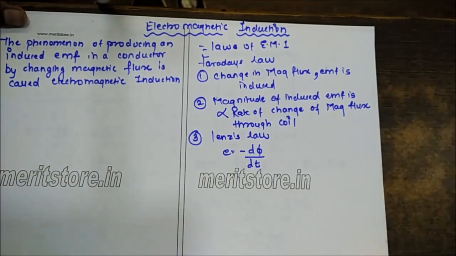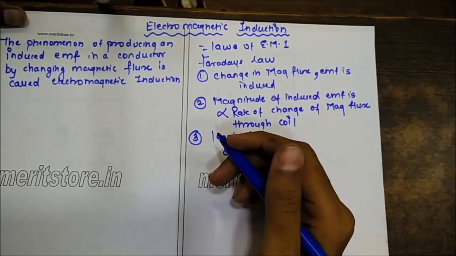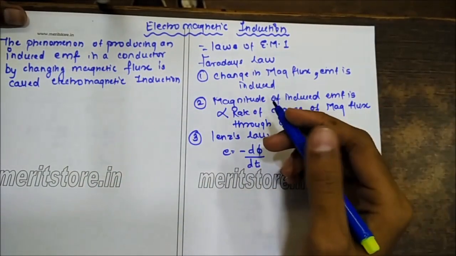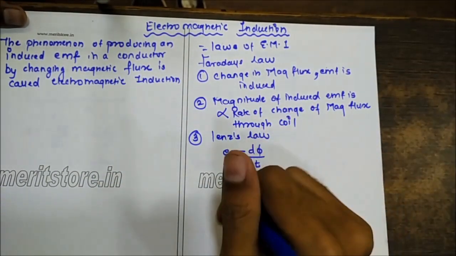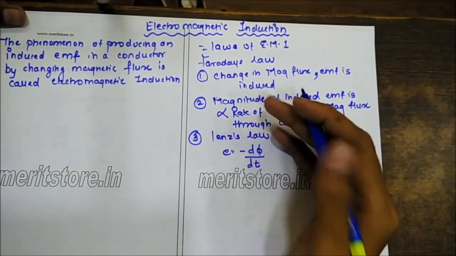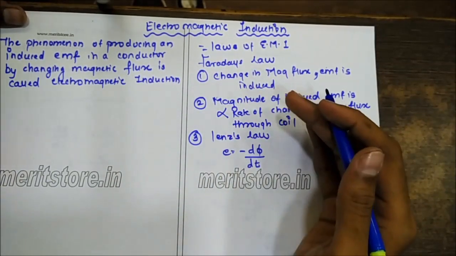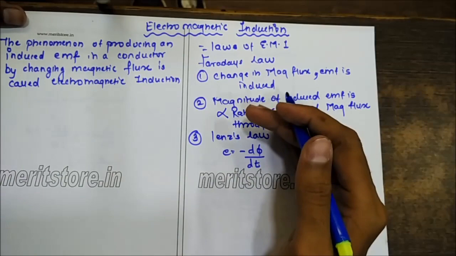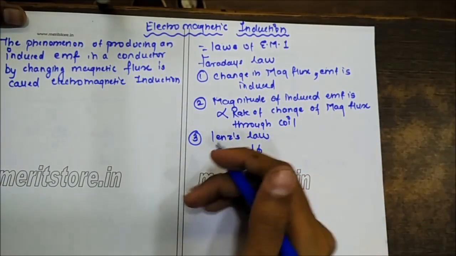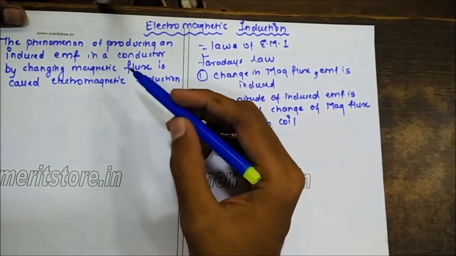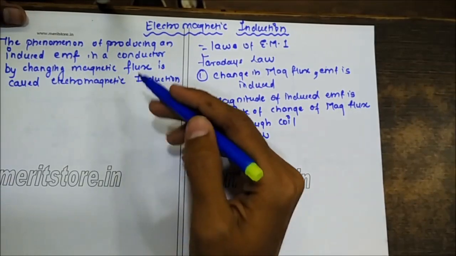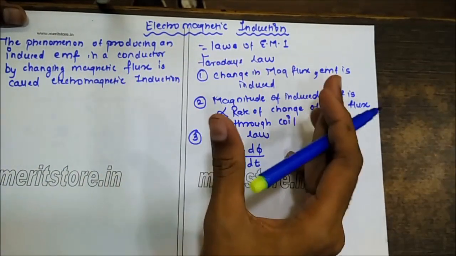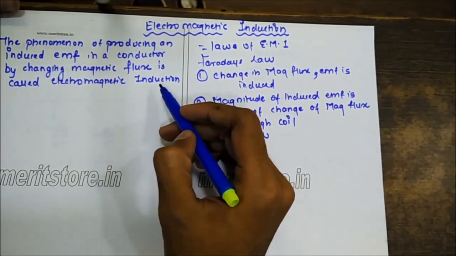Basically, it was the Danish physicist Oersted who first discovered that a magnetic field can be produced due to an electric current. After that discovery, scientists started thinking about the vice versa: whether it is possible to produce electric current using a magnetic field. The answer was yes, and the phenomenon in which EMF is produced in a conductor by changing some magnetic field is called electromagnetic induction.